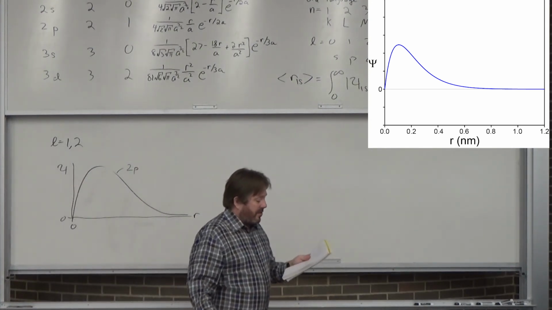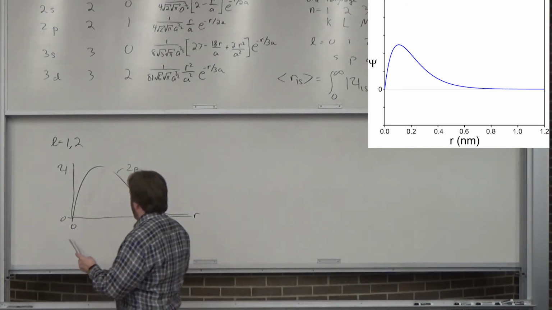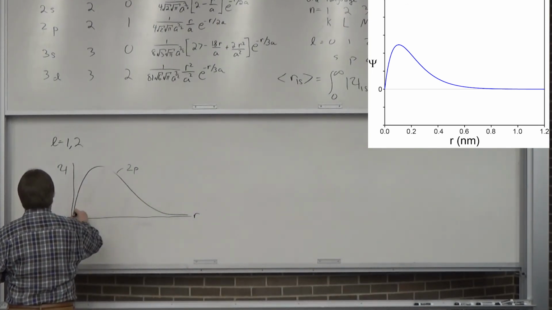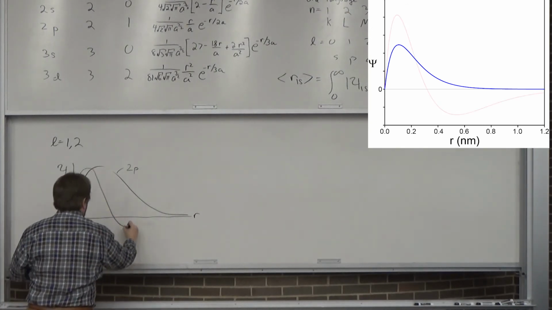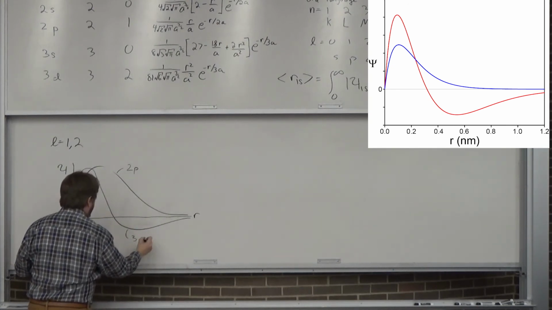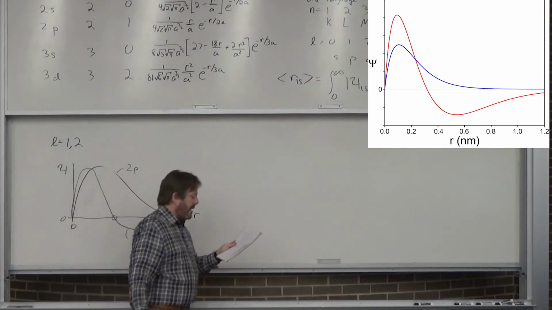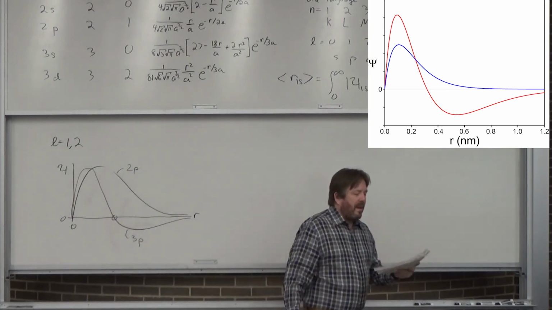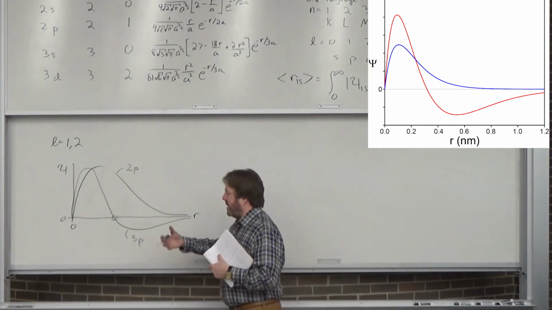In contrast, let me draw a 3p state. That would look something like this. Okay, so that's a 3p state. There you go. And you know that because it has a single node. Of course a 4p state would have 2 nodes and on and on and on.